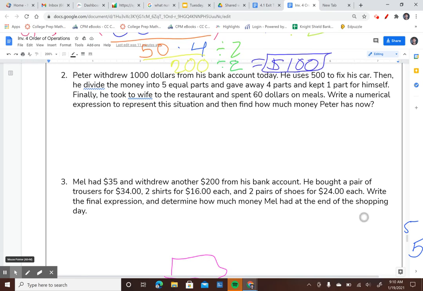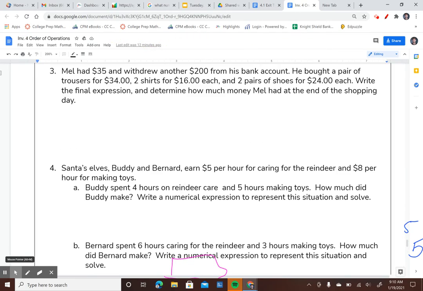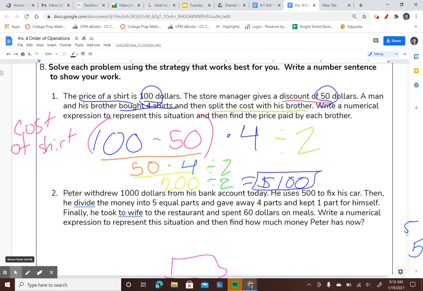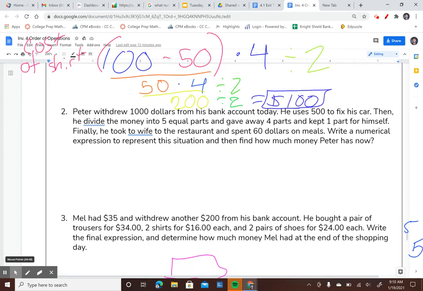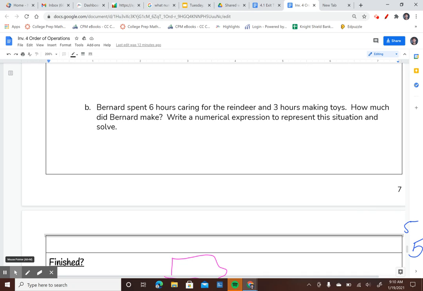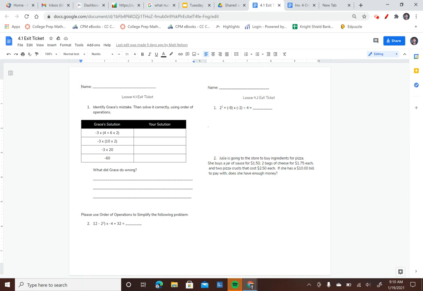So try your best with these next 3 problems here. They're all word problems, and they take a little bit of thinking, but I think the key here is to just underline keywords and think about, okay, how would I show a discount? How would I show if he bought 4 shirts? Would I multiply? Would I add? And then how would I show if you split the cost with somebody? So try your best here. All right. Don't get too caught up in these problems. All right. And then finally, once you're complete, you're going to finish exit slip 4.2.